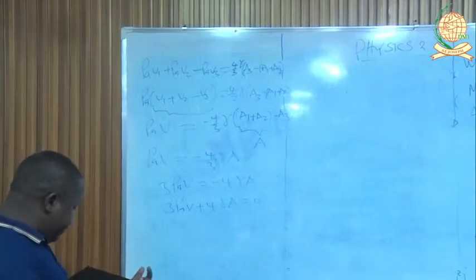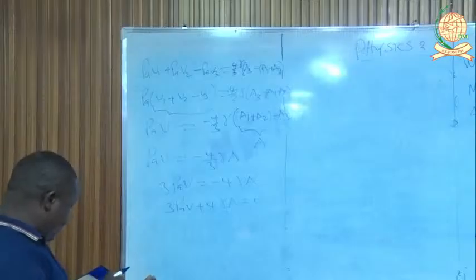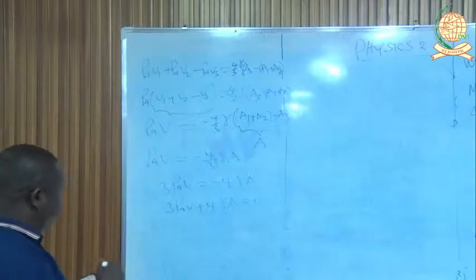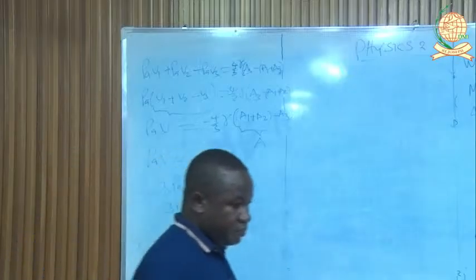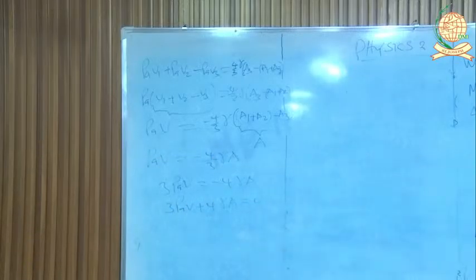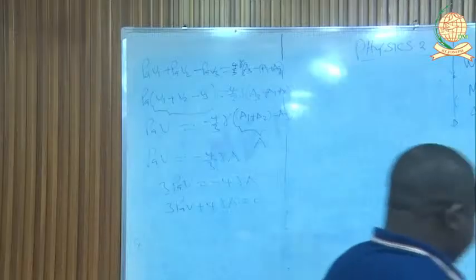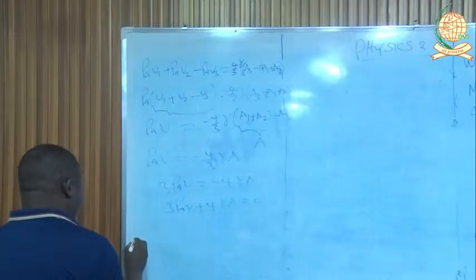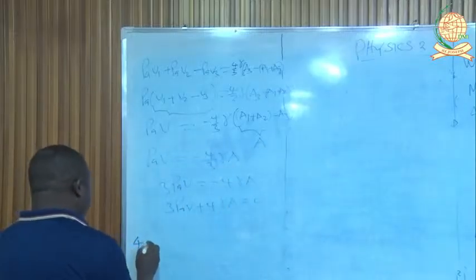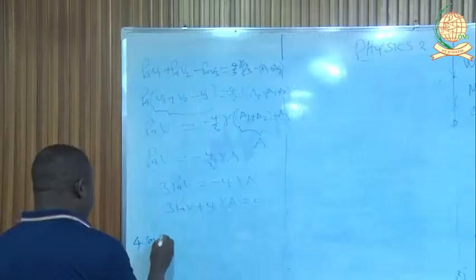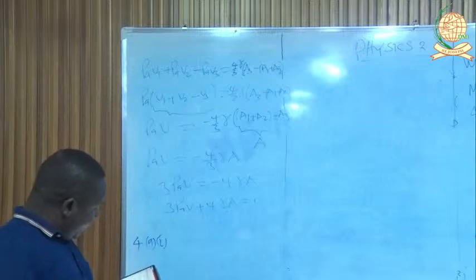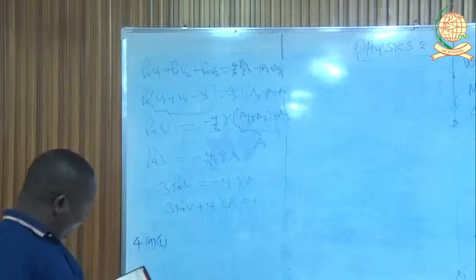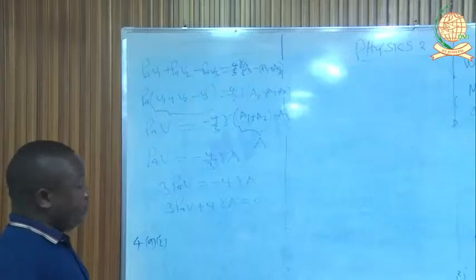Number 4. Question number 4, A, Roman 1. Explain any three properties of electric charge.